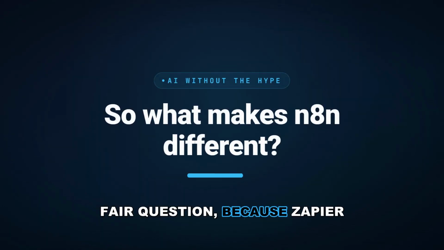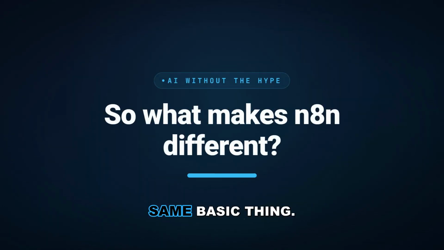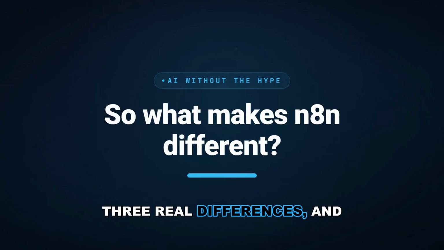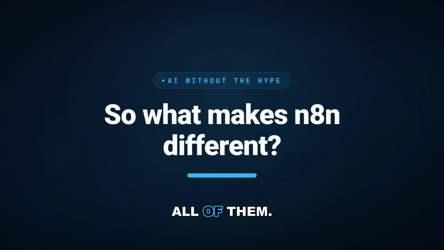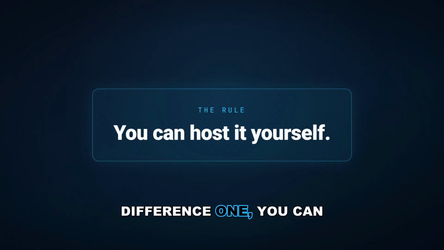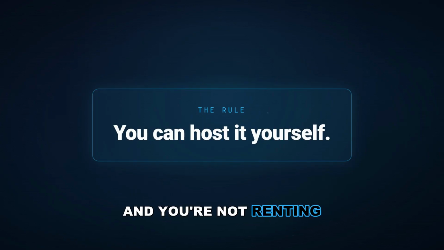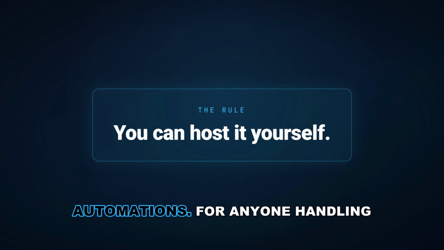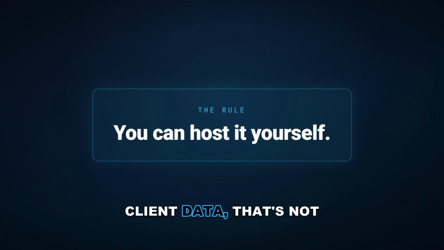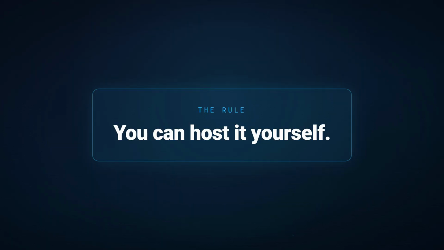Fair question, because Zapier and Make do the same basic thing. 3 real differences, and I'll be honest about all of them. Difference 1, you can run it on your own server. Your data never sits on someone else's machine, and you're not renting access to your own automations. For anyone handling client data, that's not a nice to have. That's the whole reason to switch.